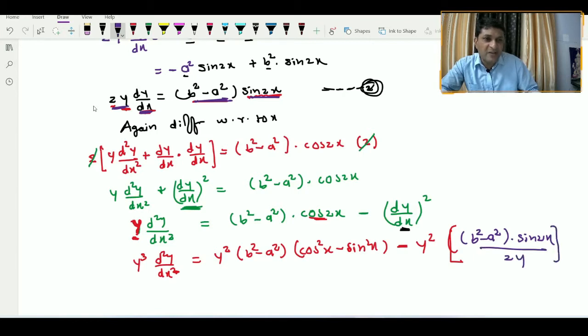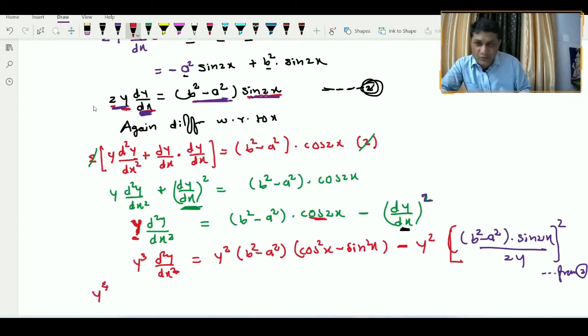This is nothing but the value of what? Value of dy by dx from equation number 2. Here, better to write down, we are substituting this value from equation number 2. This square also keep it as it is. Now I am adding y raised to power 4 on both sides. Why we are adding y raised to power 4, that also I will discuss in the next step.